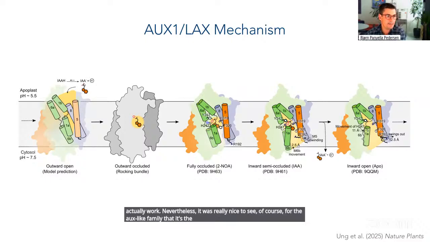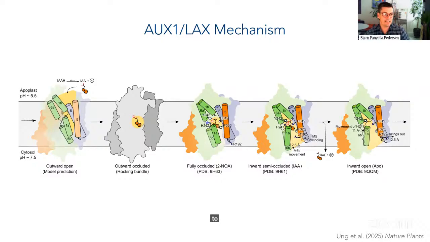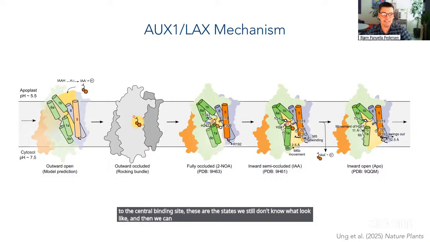So what we think is happening is that IAA and a proton will bind to the central binding site. These are the states we still don't know what look like. And then we can see how the IAA is stabilized in the middle, and then these helices swing out by a very minute movement, actually only 2.5 angstroms before release of the substrate.